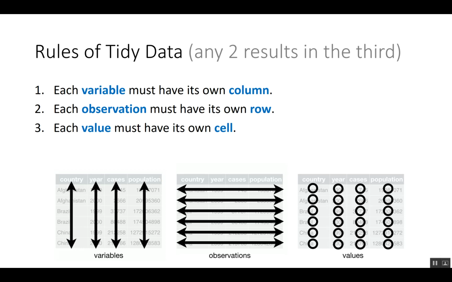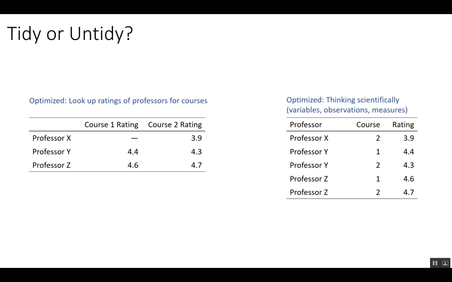So these are the rules of tidy data. The first 2 are really all you have to remember. Every variable has its own column, and every observation has its own row. So which one of these is tidy and which one is untidy? The cross-tabular is untidy, whereas the one on the right is tidy. The one on the right, every single one of the variables has its own column.